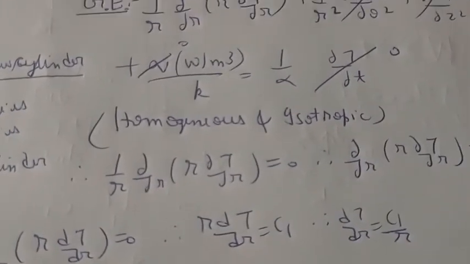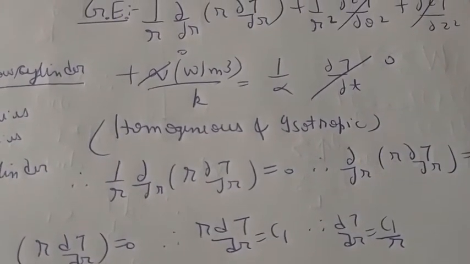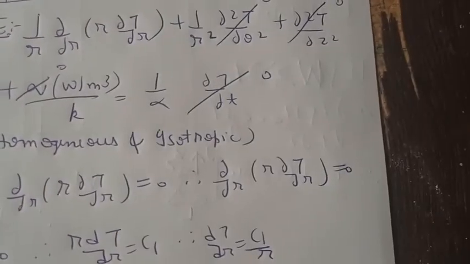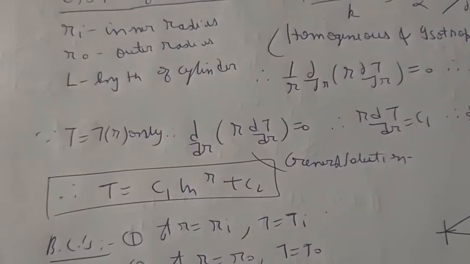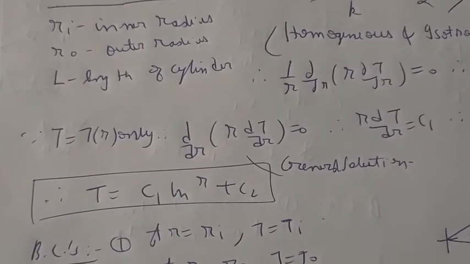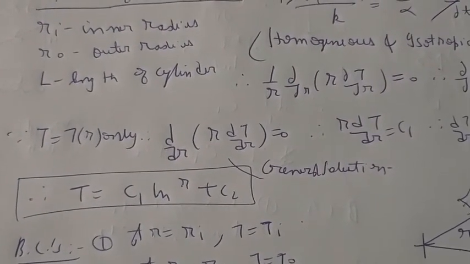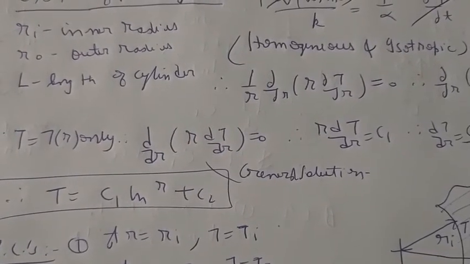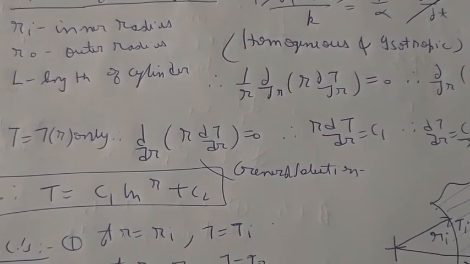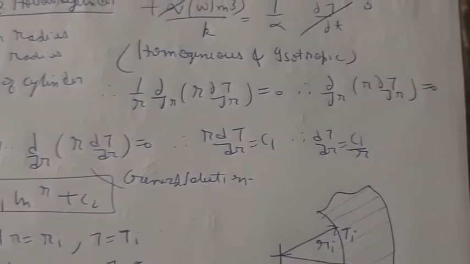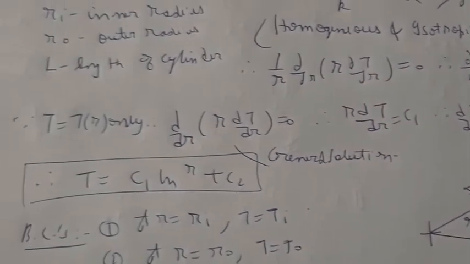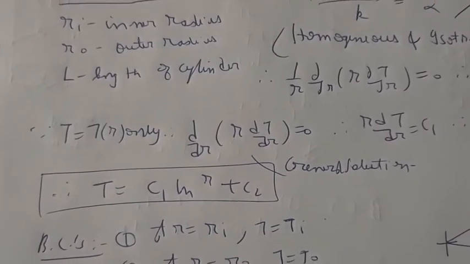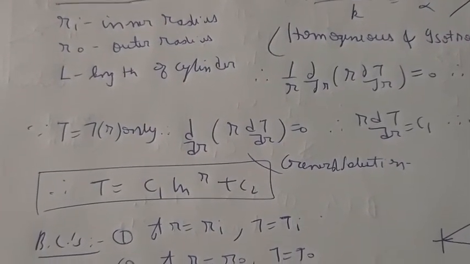So we simplify to 1 by r dou by dou r (r dou T by dou r) equals 0. Then since T is a function of r only, the partial derivative can be written as exact. So we have d by dr (r dT by dr) equals 0, and we can integrate it once. We get r dT by dr equals C1. Then we integrate again and we get the general solution, that is T equals C1 ln r plus C2.